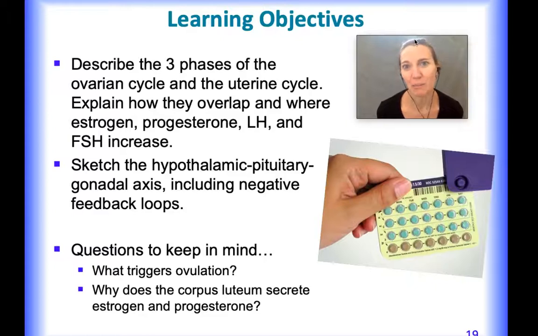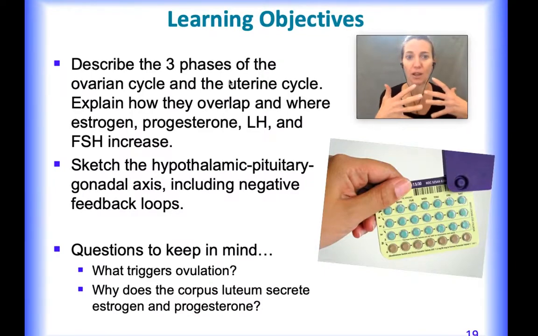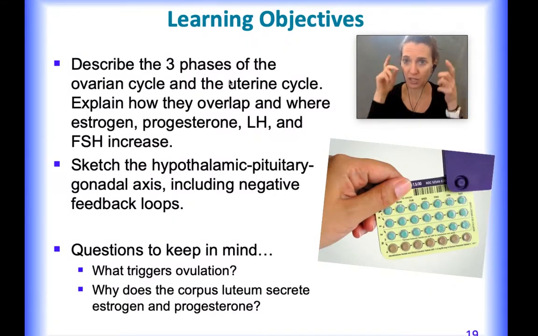Here I'll focus on the female reproductive system, specifically with the physiology. As I go through this lecture, my goal for you all is to be able to describe the three phases of the ovarian cycle as well as the uterine cycle. They're distinct, but they have obvious overlap. And as I'm going through them, consider where estrogen, progesterone, LH and FSH are all going to have their peaks. That'll be another key thing to bear in mind as I go.